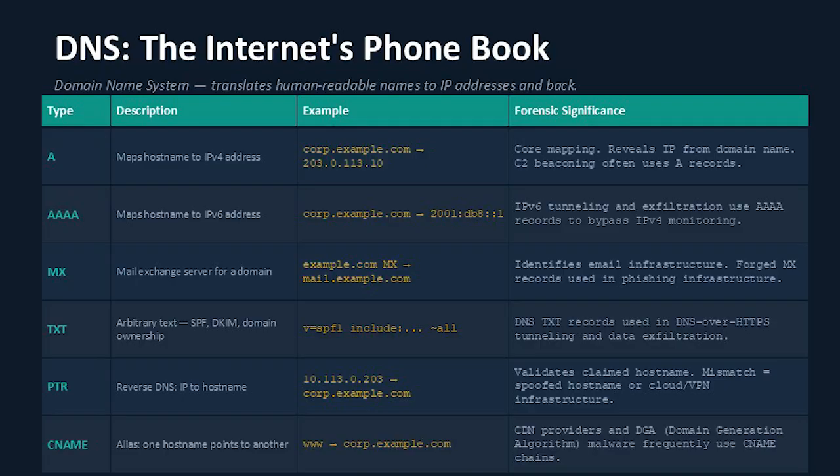And then that other domain would then maybe have an A record for it. So you can kind of trace this. If you go to www.example.com, that will redirect to corp.example.com, which then will redirect to 203.0.113.10. So it's just kind of following that particular path.